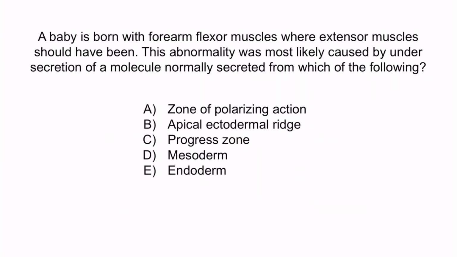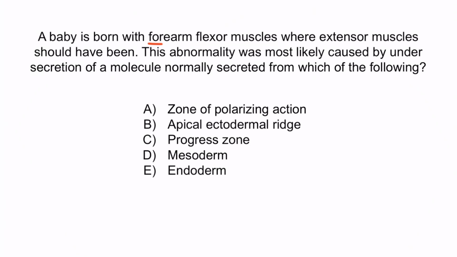Now let's do a question to apply what you've learned. A baby is born with forearm flexor muscles where extensor muscles should have been. This abnormality was most likely caused by undersecretion of a molecule normally secreted from which of the following? A. Zone of polarizing action. B. Apical ectodermal ridge. C. Progress zone. D. Mesoderm. Or E. Endoderm.